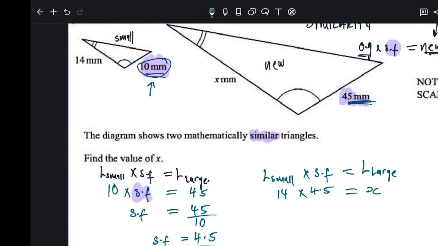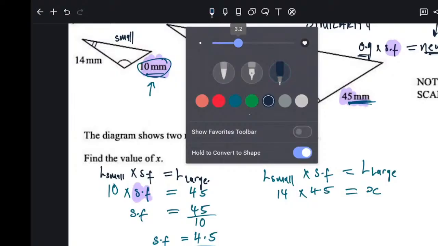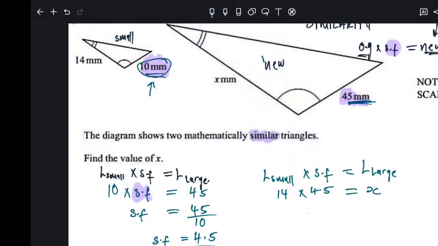X. You know, if you get in the exam, then you try a shortcut to quickly get x, you are in serious trouble. So now you're going to say 14 times 4.5. What are you going to get? What's 14 times 4.5? Good. 63 millimeters is equal to x. Then you leave.